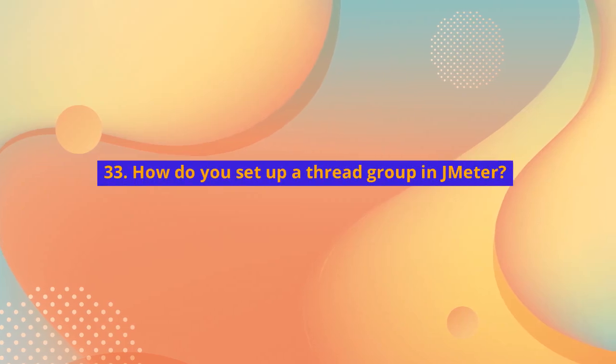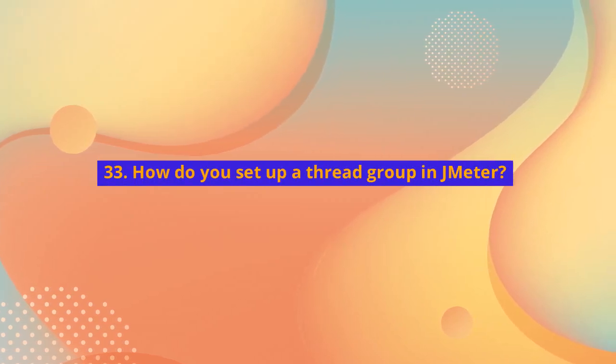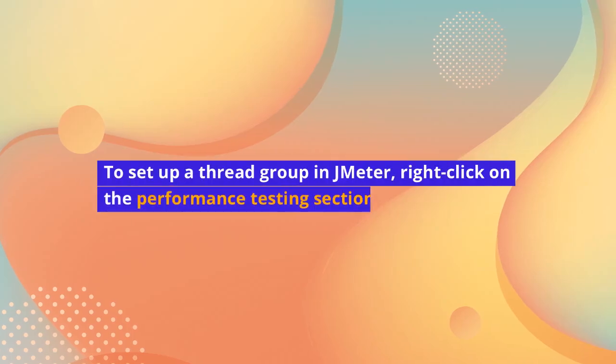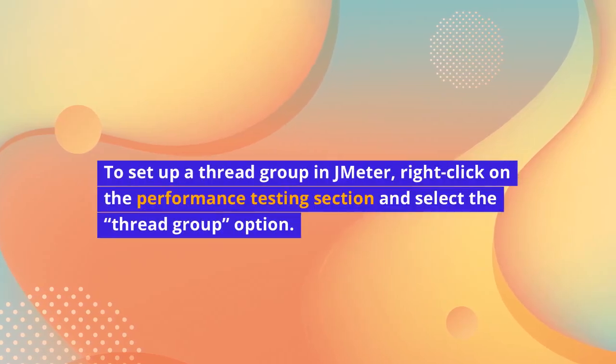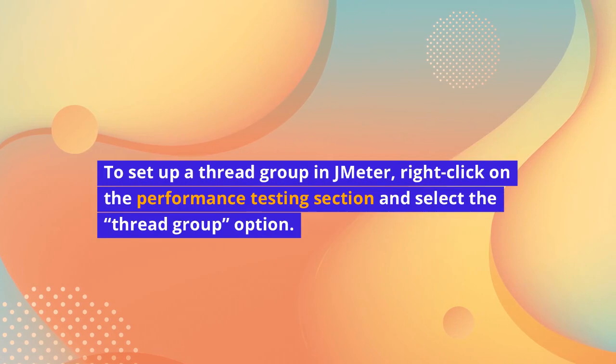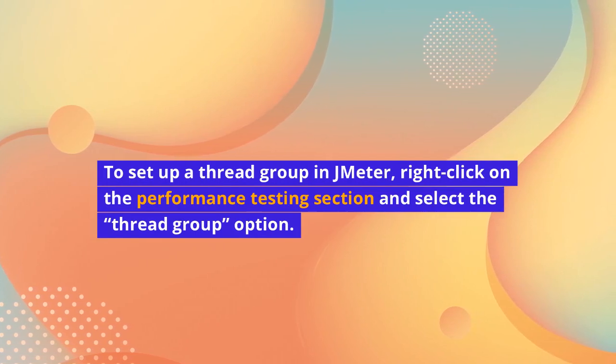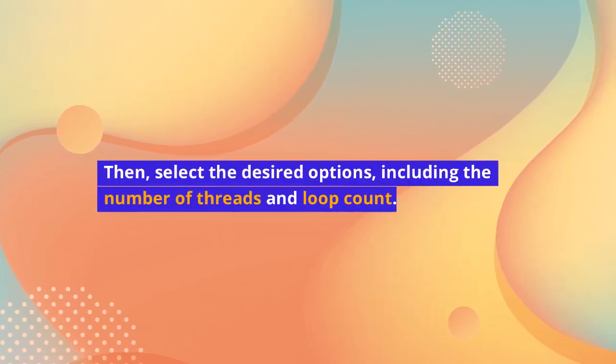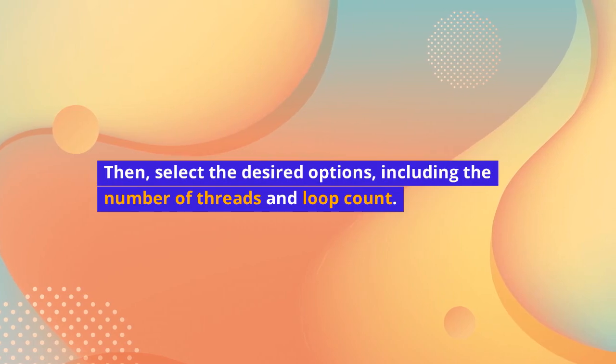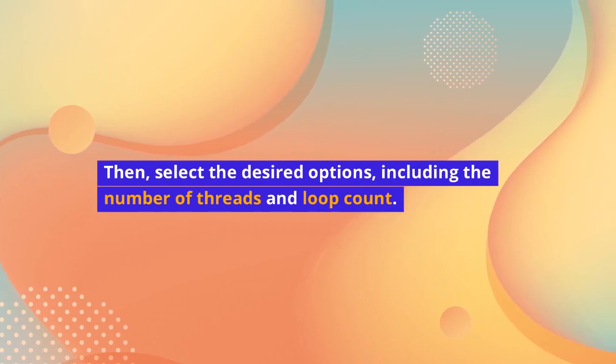33. How do you set up a thread group in JMeter? To set up a thread group in JMeter, right-click on the Performance Testing section and select the Thread Group option. Then, select the desired options, including the number of threads and loop count.